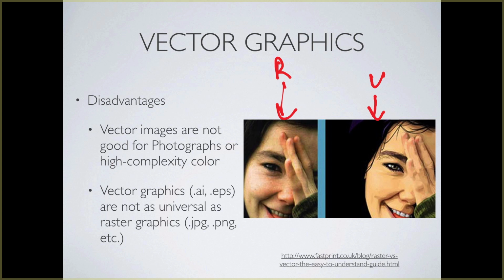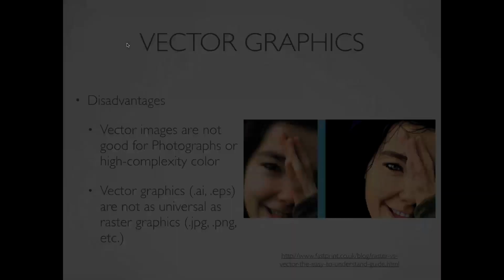It's also not as universal. So pretty much any device we have can open a JPEG. That's a raster graphic. Vector graphic tends to be a little bit more specific. It's an Illustrator file. It's an EPS file. That's a more universal vector graphic file. But you generally need something special to open it. You need some kind of special piece of software to open it. So it's not quite as universal, a little bit less common to work with.